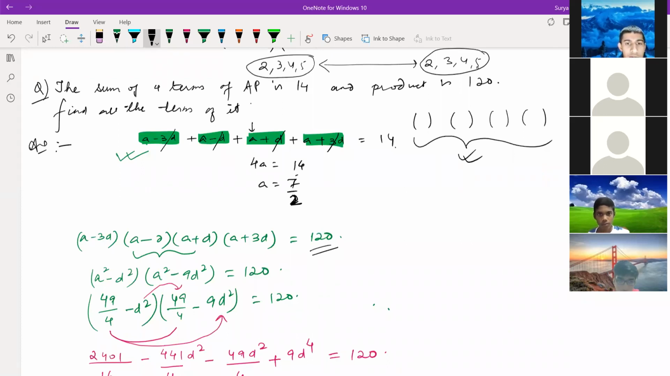Yeah, if you get A equals to 3.5, then the middle A plus D will be, D equals to 0.5. So if you add 0.5 to 7 by 2, you'll get the same answer. Only 3 and 4, right?